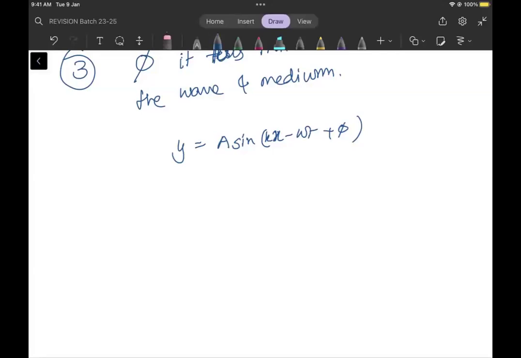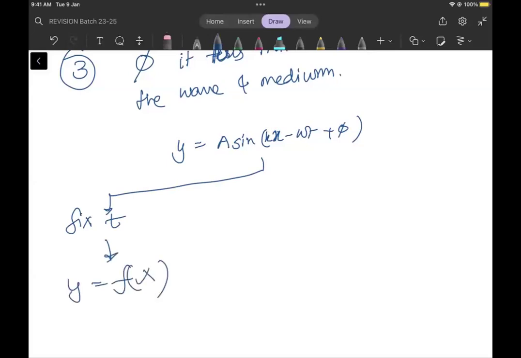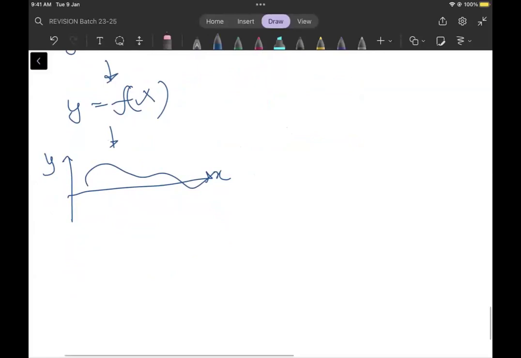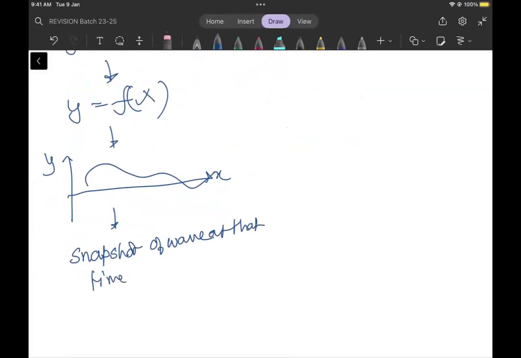So in this case, if I were to fix time, so if I have this equation and if I say that let's fix the value of time, if I fix time, then whatever I'm going to end up with will be a function of x. And if I get y as a function of x, then I can actually draw this on the xy axis, and this actually represents the snapshot of the wave at that time t, right?